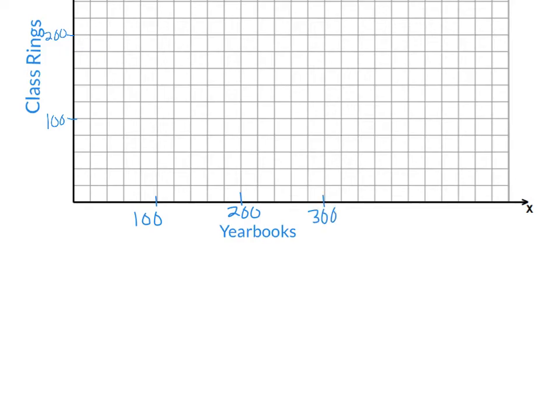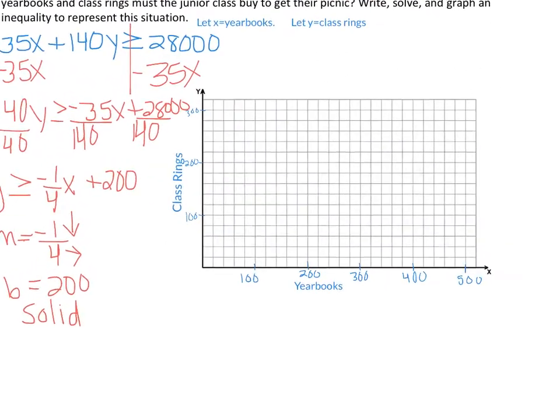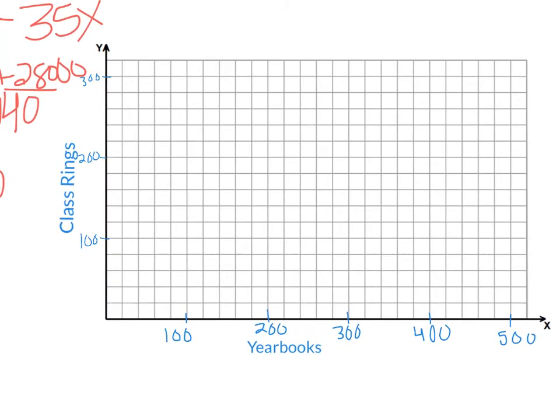$300. 1, 2, 3, 4, 400, and then 500. So let's go ahead and plot. I know the y-intercept is at 200, right there, and my slope is down 1, right 4. Go ahead and draw a line. I know it is a solid line.